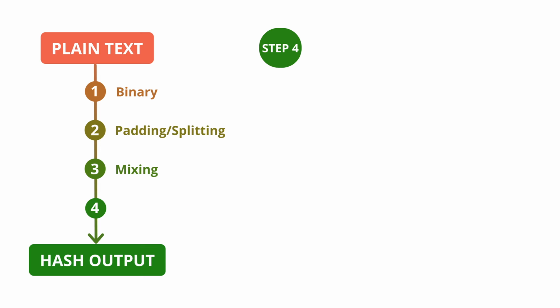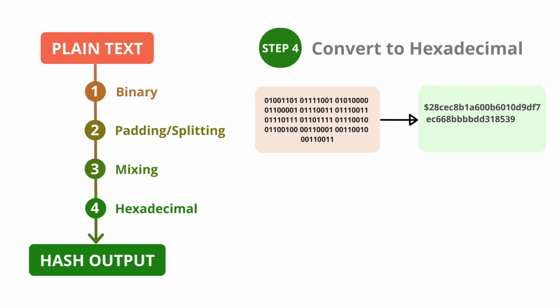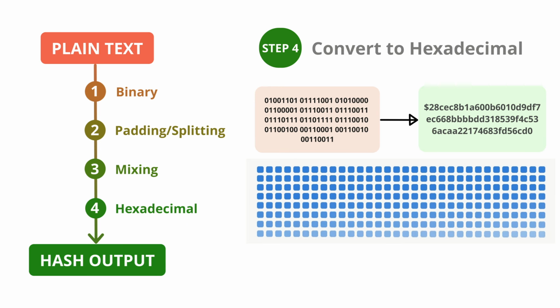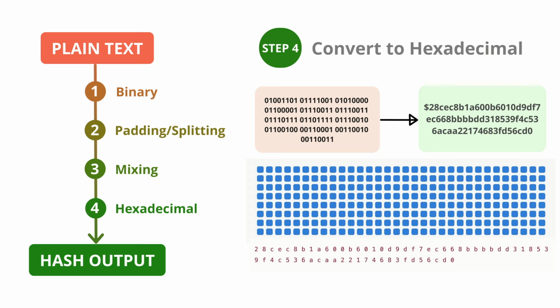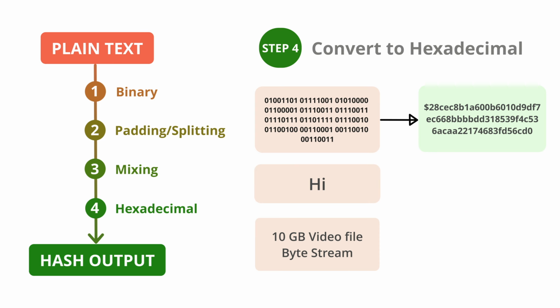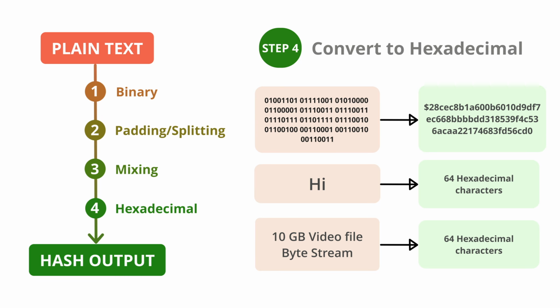After processing every block, the final binary state is converted into a hexadecimal string. For SHA-256, the output is always 64 hexadecimal characters. Whether your input is "hi" or 10 GB of movie, the hash length is always exactly the same.